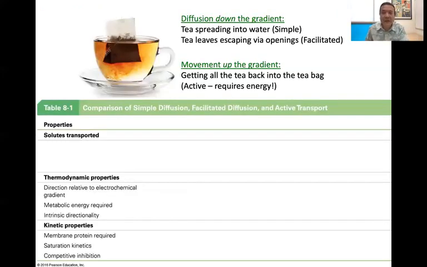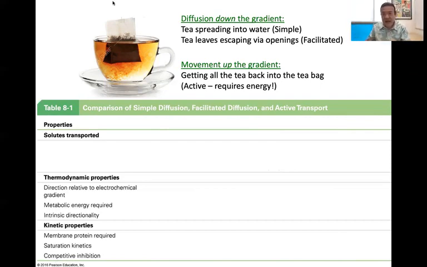Okay. So let's summarize this and think about this in terms of different types of requirements for these to happen. So we said that diffusion is just a way of defining when you have a relatively straightforward situation of things in a high concentration flowing through a membrane down to a low concentration.